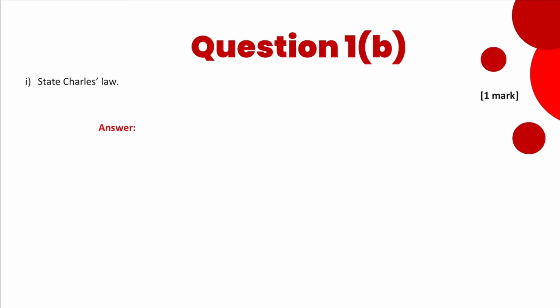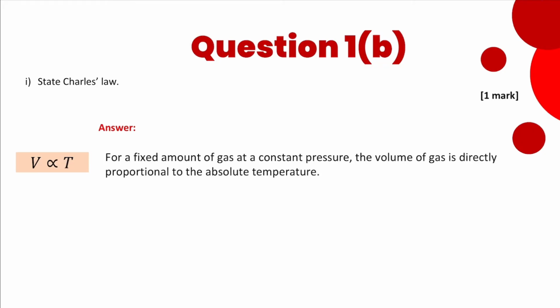Let's look at question 1b. So question 1b, you have to state Charles' law. So we know Charles' law: at constant pressure, volume is directly proportional to temperature. But you have to make sure you state it in a full sentence. Okay, so in a complete sentence, for a fixed amount of gas at constant pressure, volume of gas is directly proportional to the absolute temperature. You have to include the word absolute here, because this means that temperature must be in Kelvin.